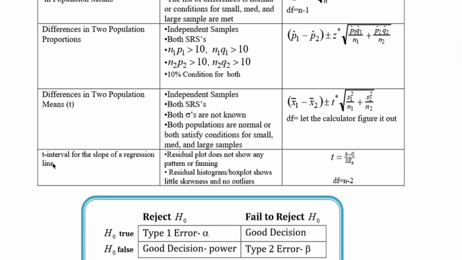For t interval, the slope of a regression line, residual plot does not show any pattern or fanning. Residual histogram or box plot shows little skewness and no outliers. Therefore, we are allowed to use t equal to b minus, this should be the null hypothesis, but in most of the cases it will be 0, so it doesn't really matter, over standard error of b. Notice you have to write degrees of freedom equal to n minus 2.